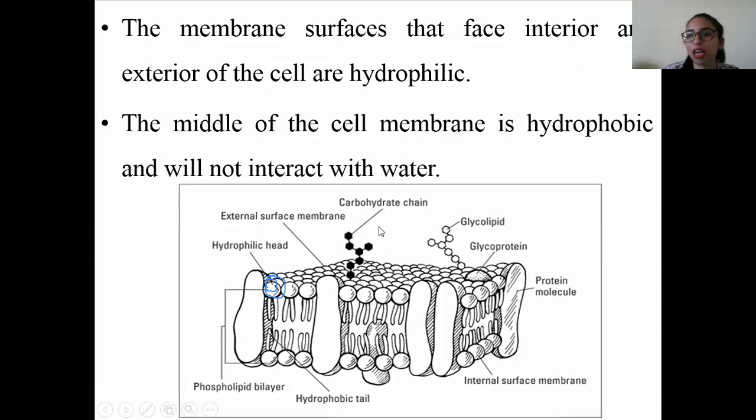Carbohydrate means it contains carbon, hydrogen and oxygen. There are also glycolipids and glycoproteins, this is a protein structure, and this is the internal surface of the membrane. This is a phospholipid bilayer. Why is it known as a bilayer? Bi means two, so it has two layers. This is the hydrophobic tail. They are amphiphilic, meaning they have both characters, water loving as well as lipid loving.